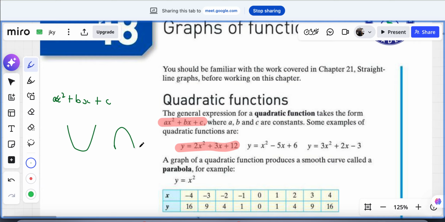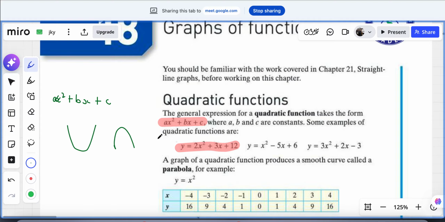When we go to plot, we're going to choose a range of values of x, and we make a table. We substitute the values we've chosen for x, and then we get the corresponding values of y, and then we plot the values of x and the values of y. X on the horizontal axis and y on the vertical axis, and then we draw our graph and we see how it looks.